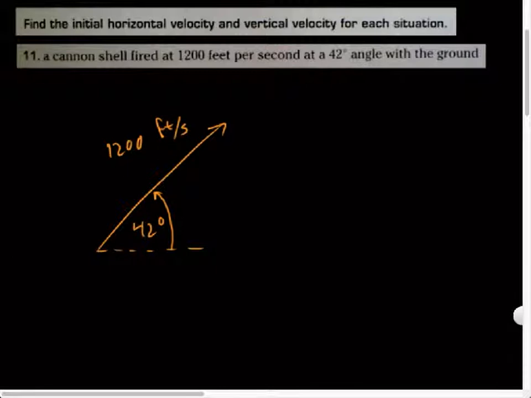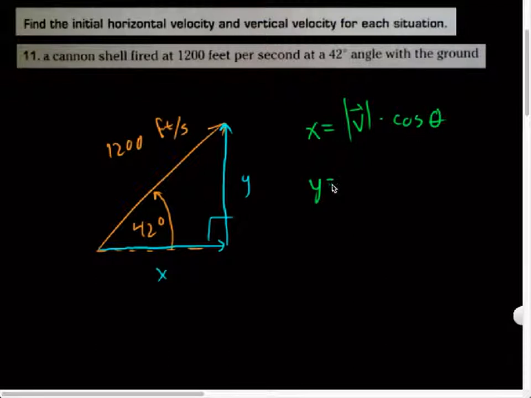So I want to find the initial horizontal and the initial vertical components, which of course form a 90-degree angle with one another. I think we had some little formulas for this, where x was equal to the magnitude of vector v multiplied by the cosine of theta, and y was equal to the magnitude of vector v multiplied by the sine of theta. So in order to do this, I merely have to make those calculations.